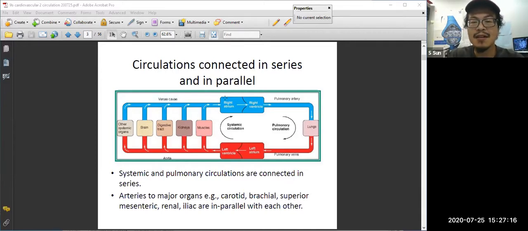And along this circulation, along this shuttle, like an airport shuttle system, we have three types of vessel. One is the arterial. Arterial is the one carrying high pressure. So that's one. And also the vein. Vein is the one that carries low pressure blood. And also we have the capillary.